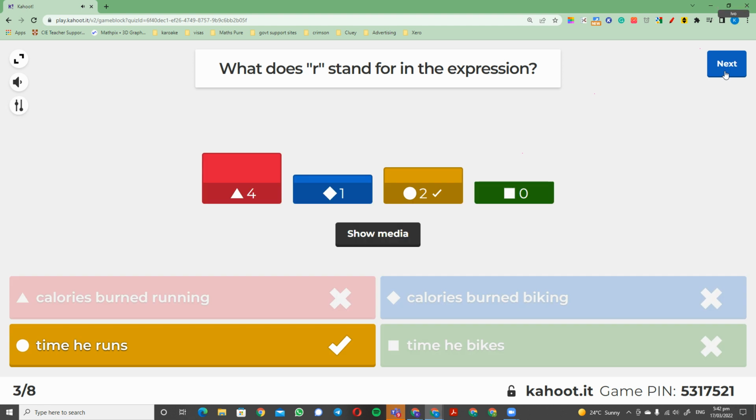All right, this seemed like a difficult one. Took a while, eh? What does the R stand for?